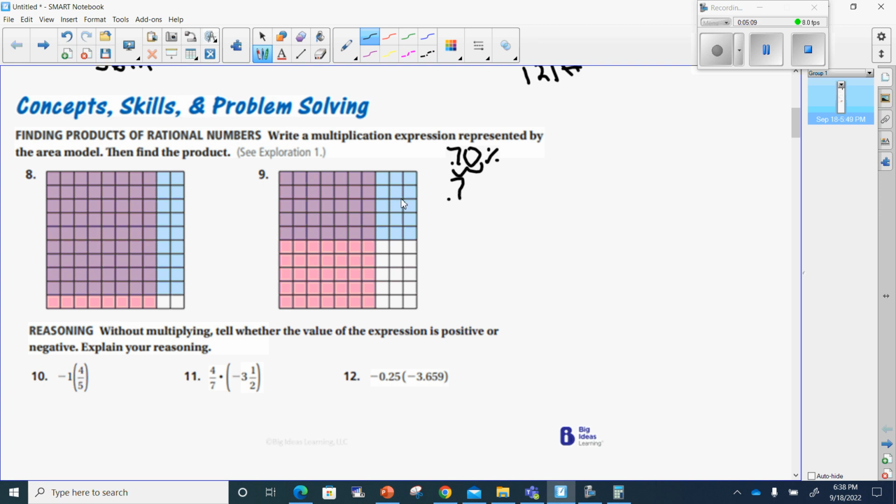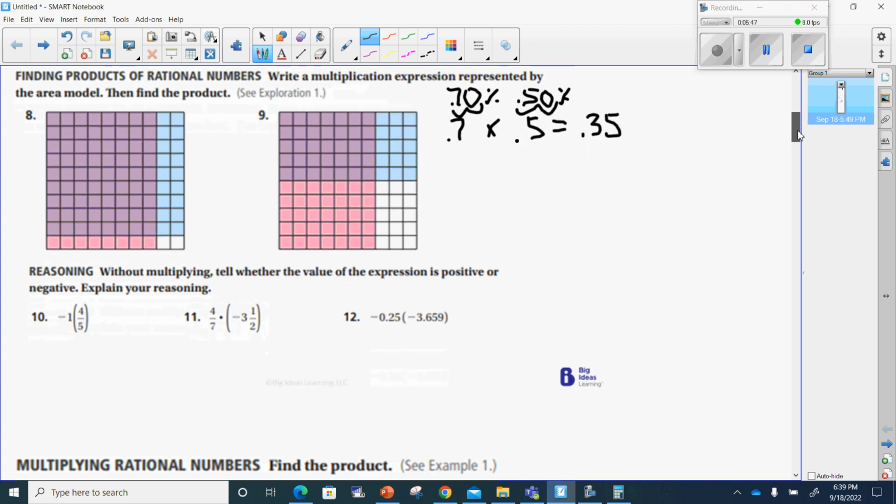That makes this light blue 0.5. And you can see that 50% of it is blue, right? And once again, we move that decimal over 2 spots, makes it 0.5. Now, it says write a multiplication expression. 0.7 times 0.5 is going to be equal to 0.35. So this is equal to 0.35.